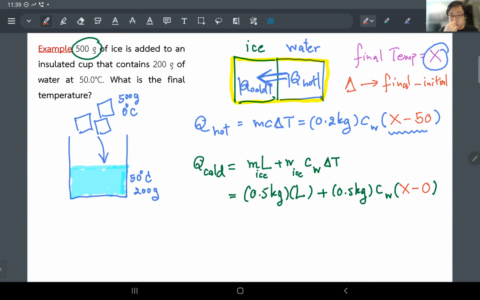And that's it. From here, you already have two values of the heat that you want to transfer between each other. All you need to do is just equate them, right? Because you know they must be exactly the same. But it's your choice. You can equate them through the absolute sign.